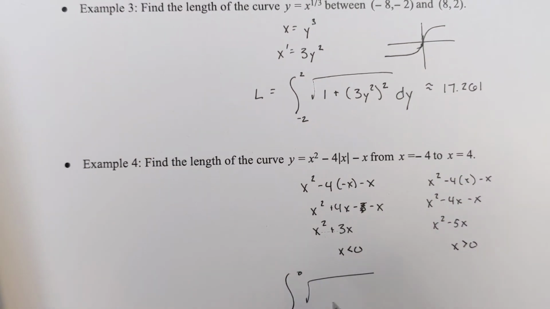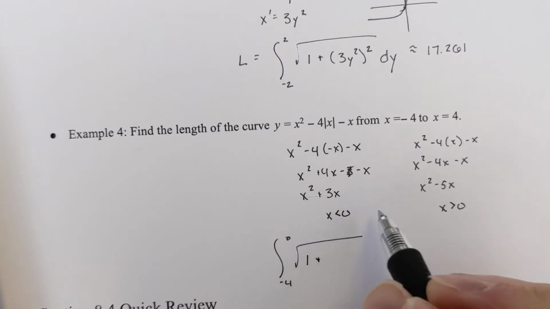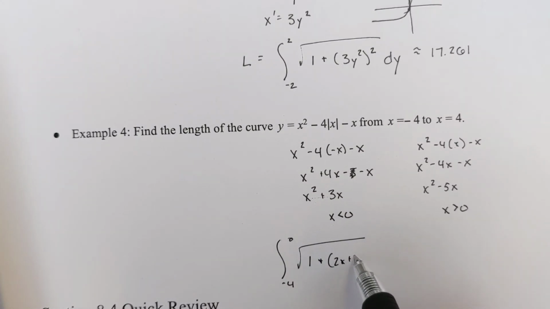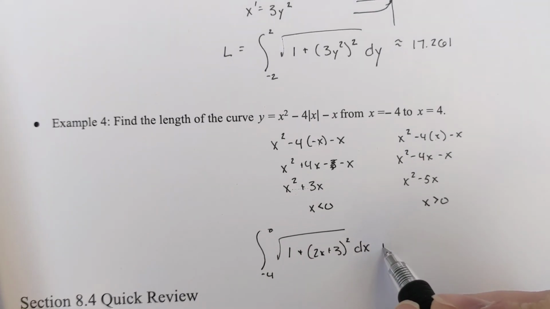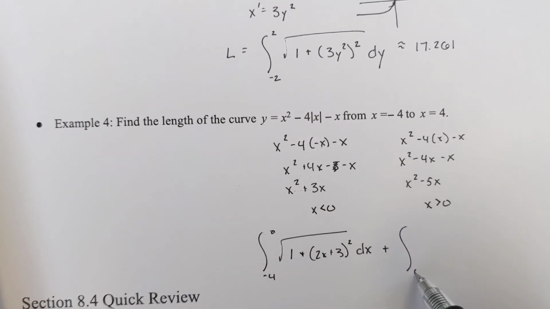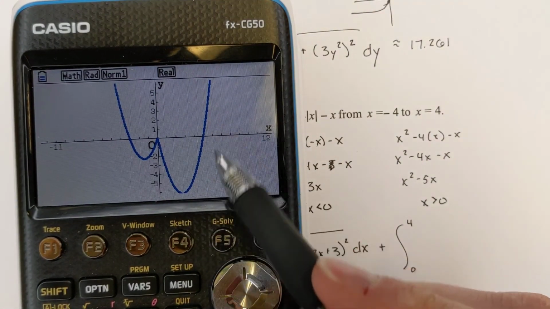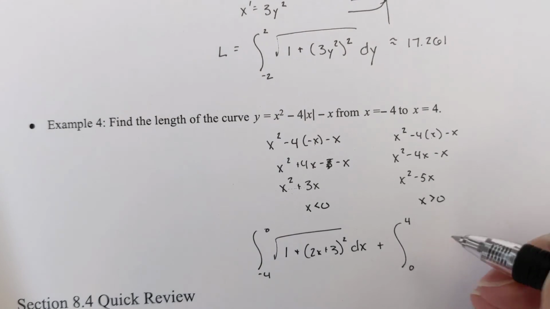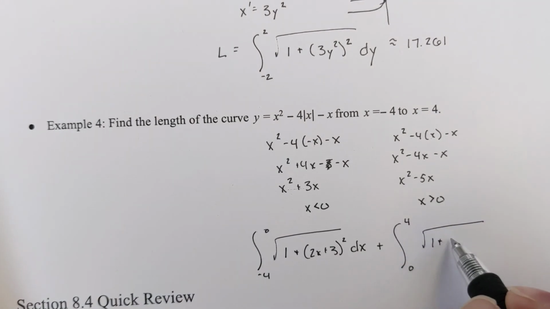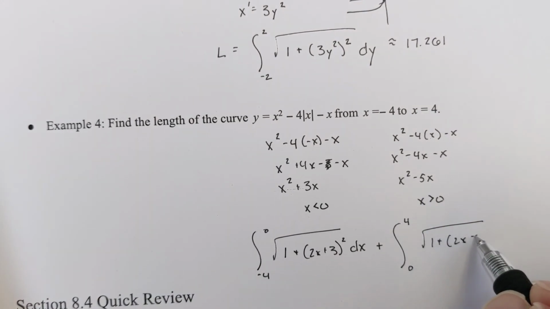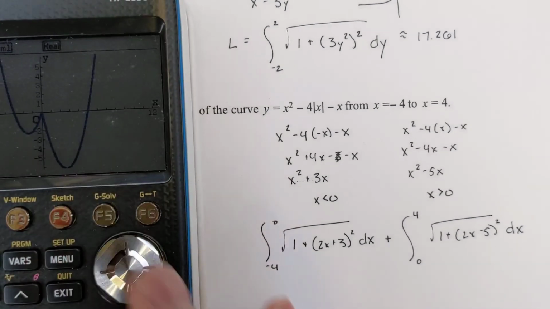So it's going to be the square root of 1 plus the derivative, which is 2x plus 3, squared dx. So the total length is to add on this one. Well, this one's going to start at 0 and go up to 4. This is the length of the right-hand loop. Square root of 1 plus, so the derivative of this one is 2x minus 5. Now I can work them out.